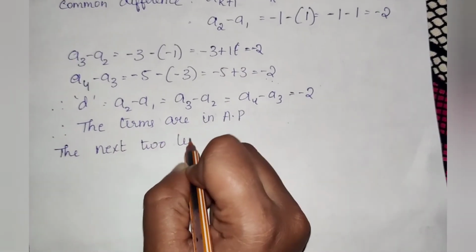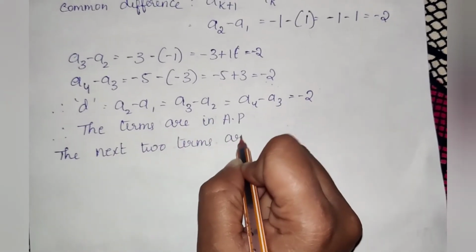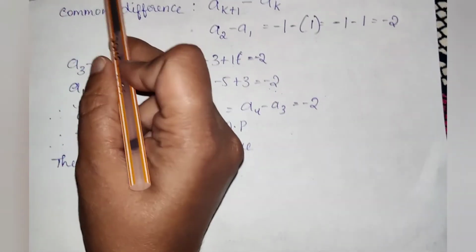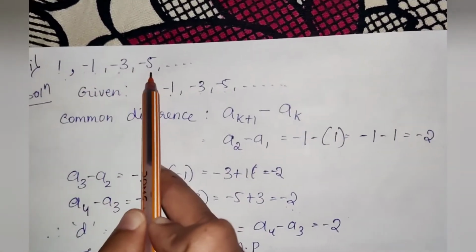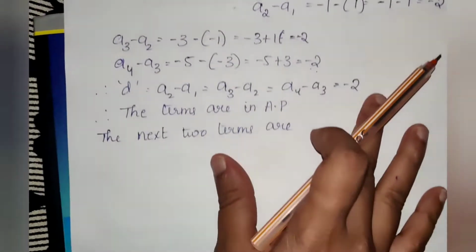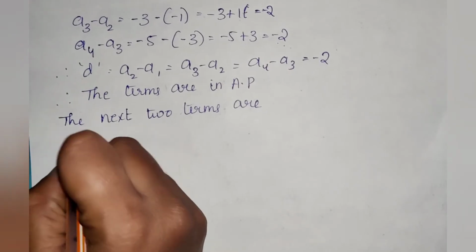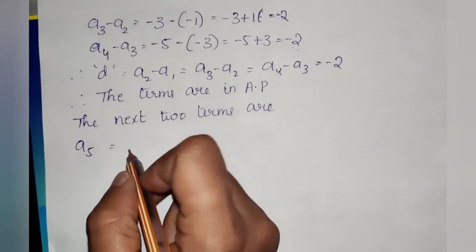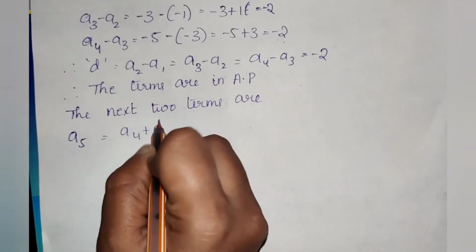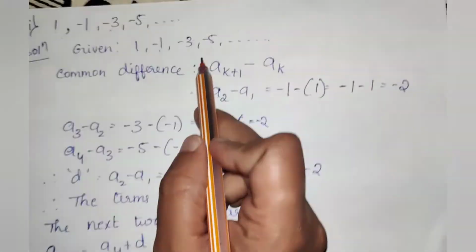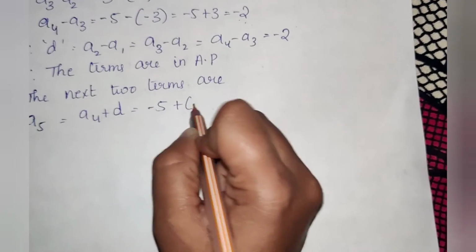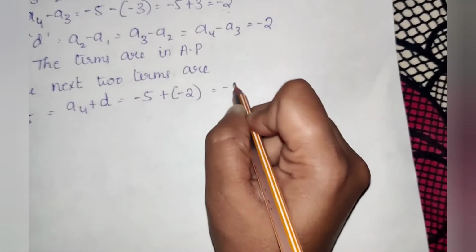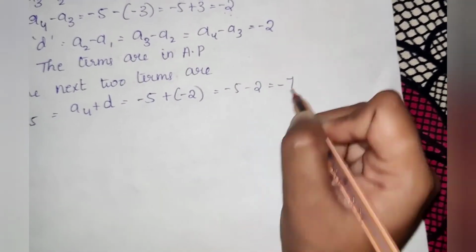The next two terms are, this is A1, A2, A3, A4. We have to find A5 and A6. So to find out A5, we will add A4 with the common difference. So what is our A4? A4 is minus 5 plus of minus 2, that is minus 5 minus 2, we get minus 7.